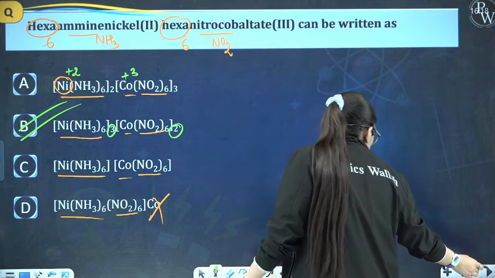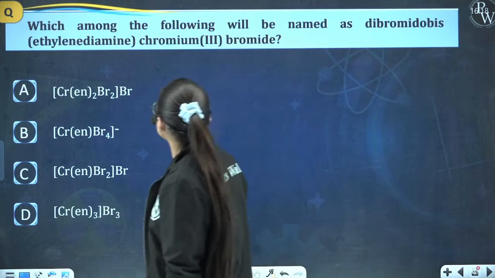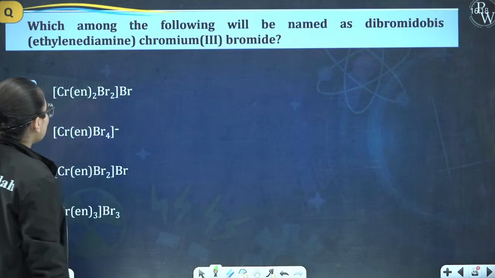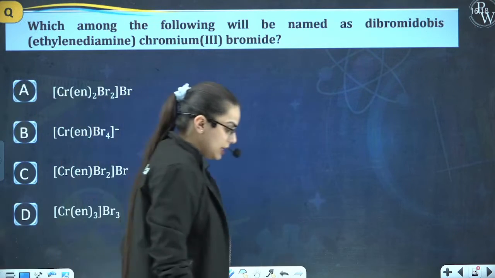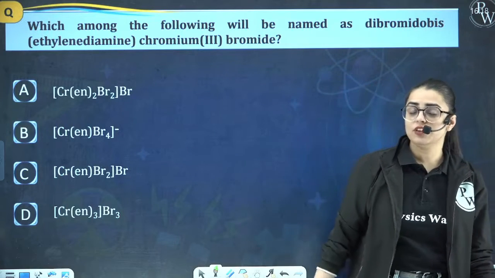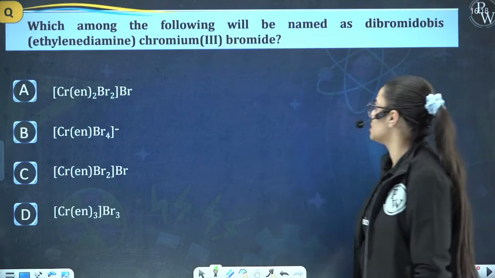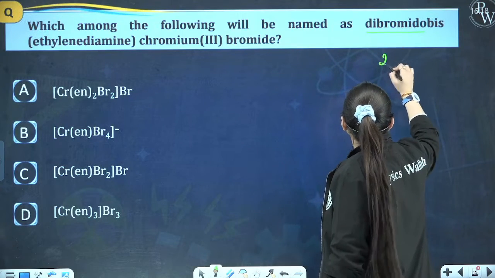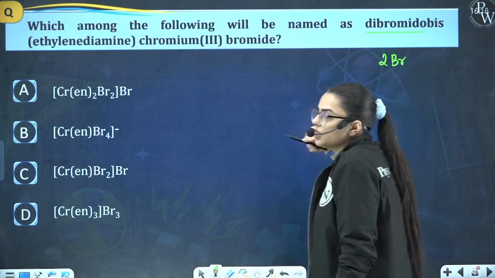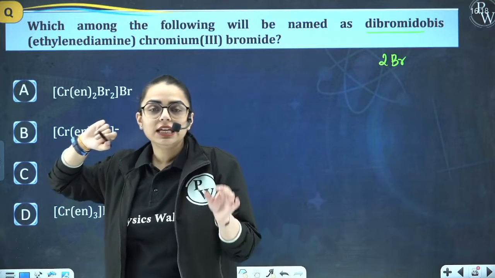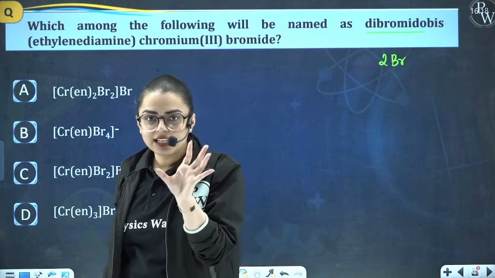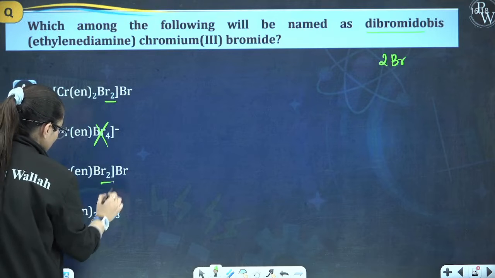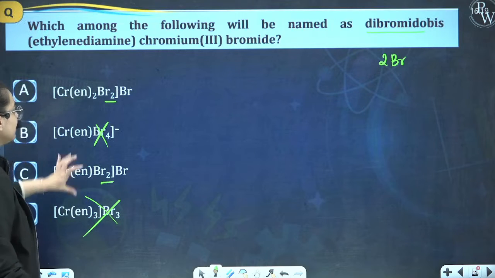Now let us see the next question that we have. Which among the following will be named as dibromidobis(ethylenediamine)chromium(III) bromide? Now again, you have to draw the structure. Very simple question. Here they have given you dibromido. That means how many bromine? 2 bromine. Always remember this thing, students, that initially we always write the ligands. That means here bromine is a ligand. How many? 2. Here it is 4, so this is wrong. Here it is 2, here it is 2. Here bromine is outside, so this is wrong. Either it can be A or it can be B.